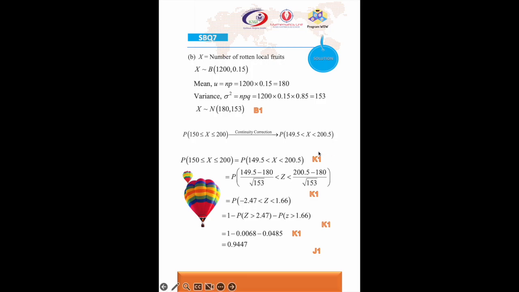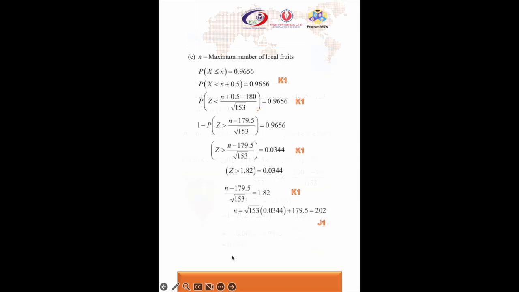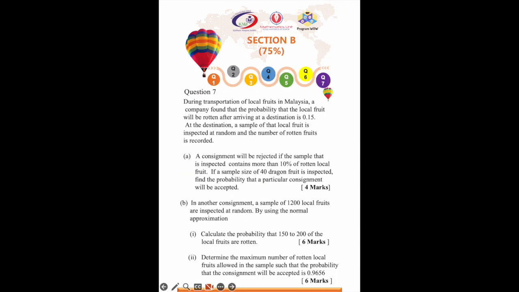So you're gonna get 1 mark for doing the continuity correction, another K1 for changing it to standard normal, and then K1 for doing this. You know that you need to minus what with what, and then you're gonna get K1 for reading the table, and another J1 for your answer. So it's easy. The last part of the question is the maximum number of rotten fruit.